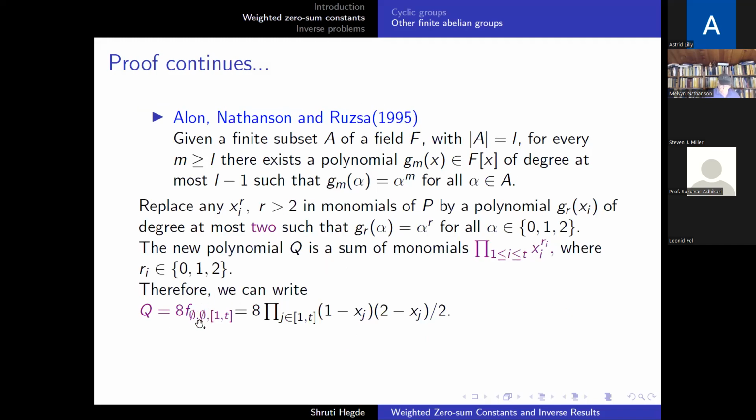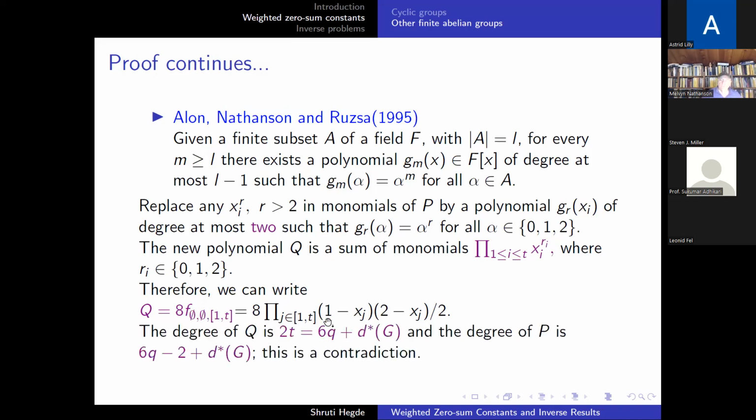Therefore, using the notation that we used earlier, we can write Q as a non-zero constant times this polynomial F, where U is empty, V is empty, and W is the set of all integers from 1 to T. And that turns out to be this polynomial by the definition of F_{U,V,W}. So now we can see the degree of Q is 2 times T, which is 6Q plus D*(G). But we can check that the degree of P is 6Q minus 2 plus D*(G). This is not possible since Q is obtained by reduction of the polynomial P, in a sense. So this is a contradiction.